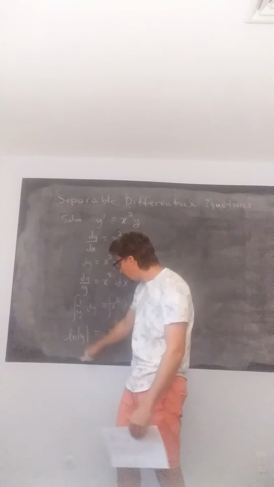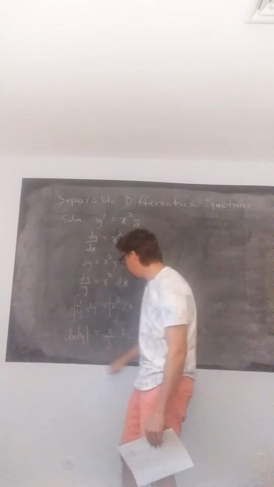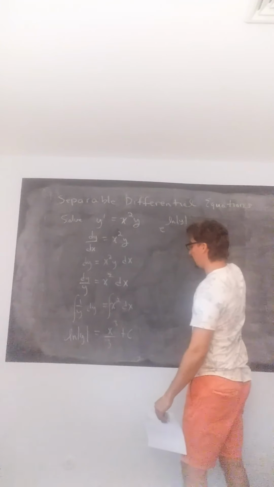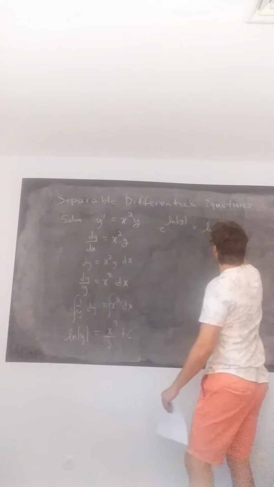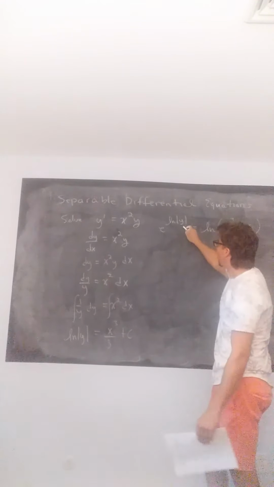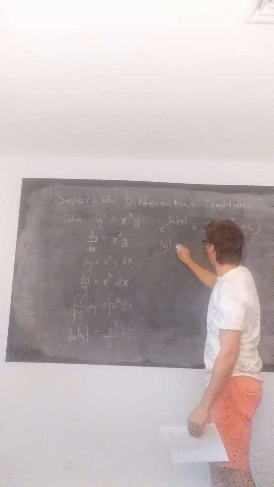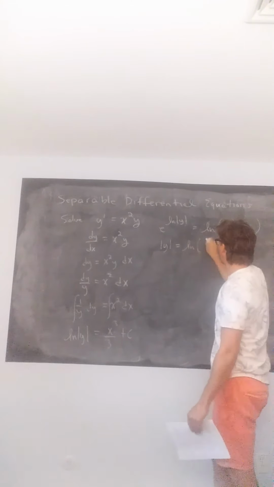So if we want to solve this for y, we have to raise both sides by e. So you're going to have e to the ln of the absolute value of y equals e to the x cubed over 3 plus c. So we'll have that. If you have e to the ln of the absolute value of y, that just drops this guy down. So you got the absolute value of y equals e to the x cubed over 3 plus c.